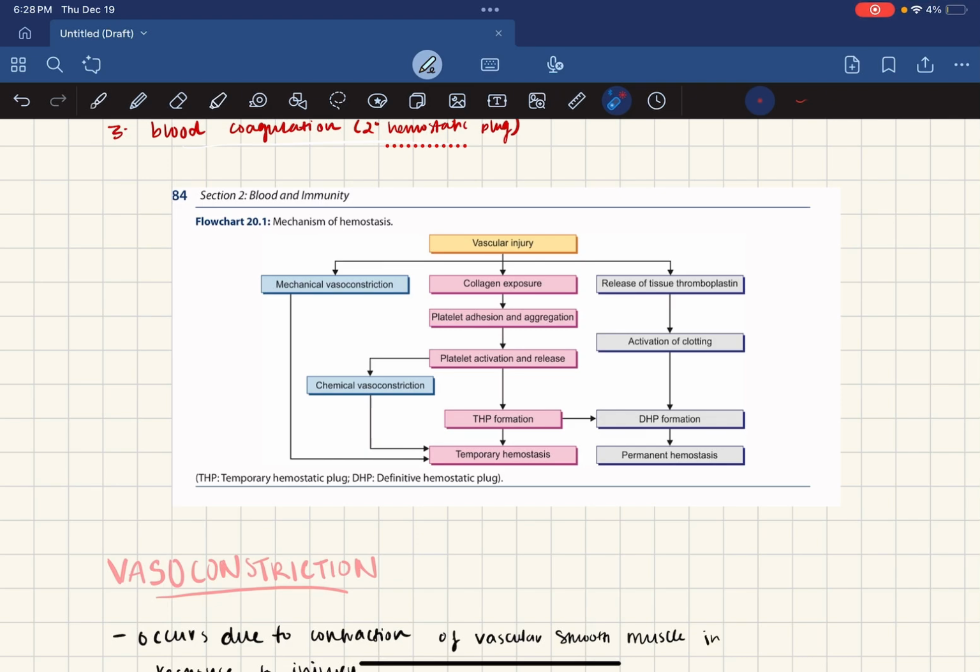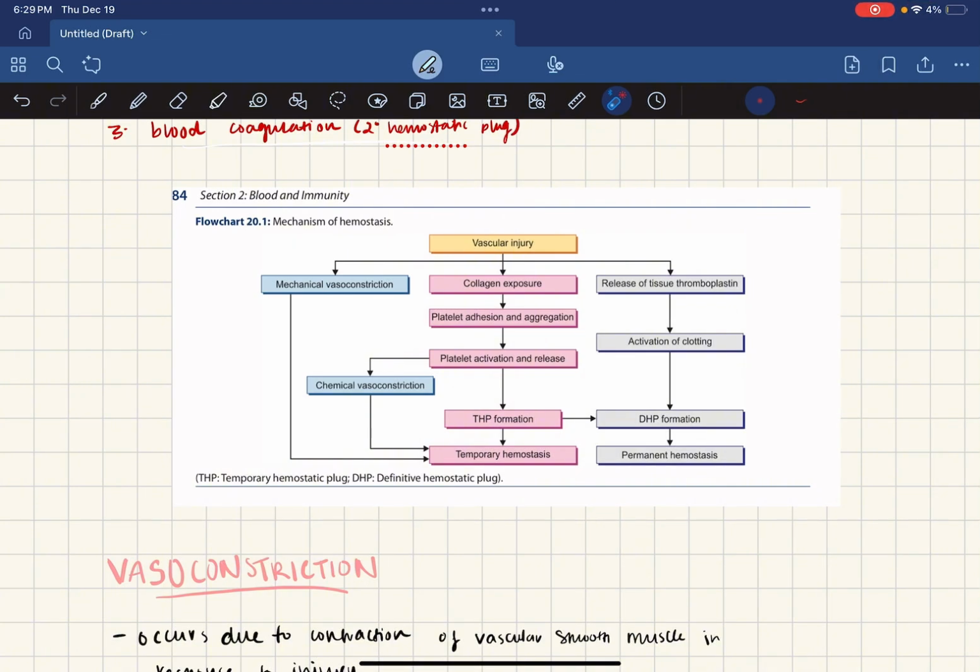So first, obviously, there will be the mechanical constriction. Mechanical vasoconstriction will be followed by chemical vasoconstriction, which will lead to the temporary hemostasis. Along with that, the collagen exposure always activates the platelets and causes platelet adhesion and aggregation, along with the platelet activation and release. That will help in the formation of the temporary hemostatic plug, and that also leads to temporary hemostasis. This chemical vasoconstriction is aided by many different chemical mediators, which we will be getting into further.